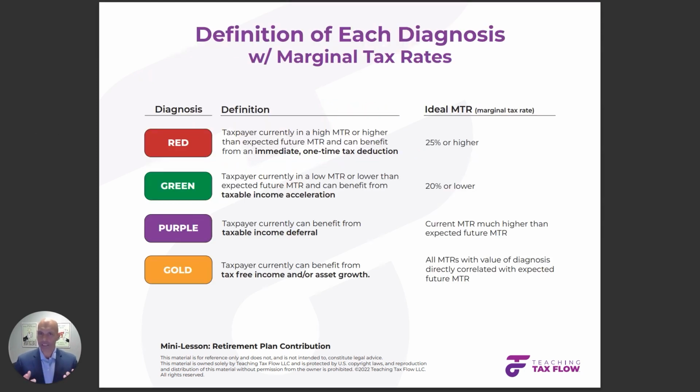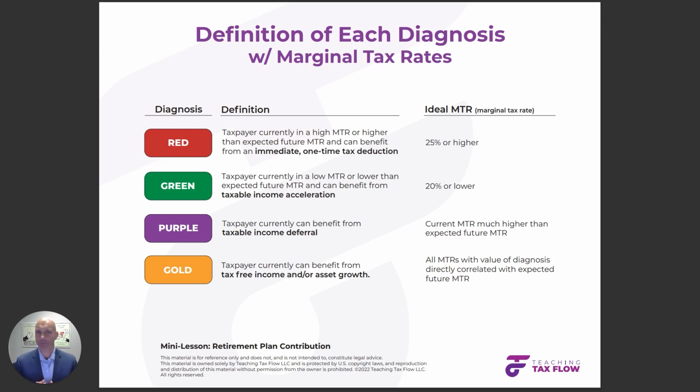Now, remember, we learned in Teaching Tax Flow 101 that each taxpayer has at least one and typically multiple color-coded diagnoses. So obviously, if you look at these diagnoses and you see red, that you are in a high marginal tax rate, that retirement plan contribution to a pre-tax account, meaning you're getting a tax deduction today, might be more valuable than for someone that is a green diagnosis that would benefit from putting money in your retirement account that you don't get a tax deduction today, but the money grows tax-free.